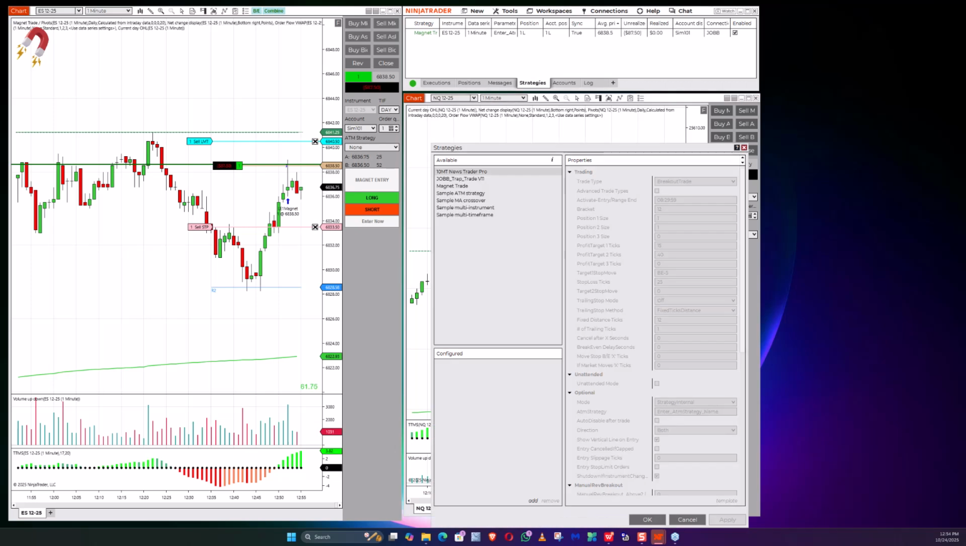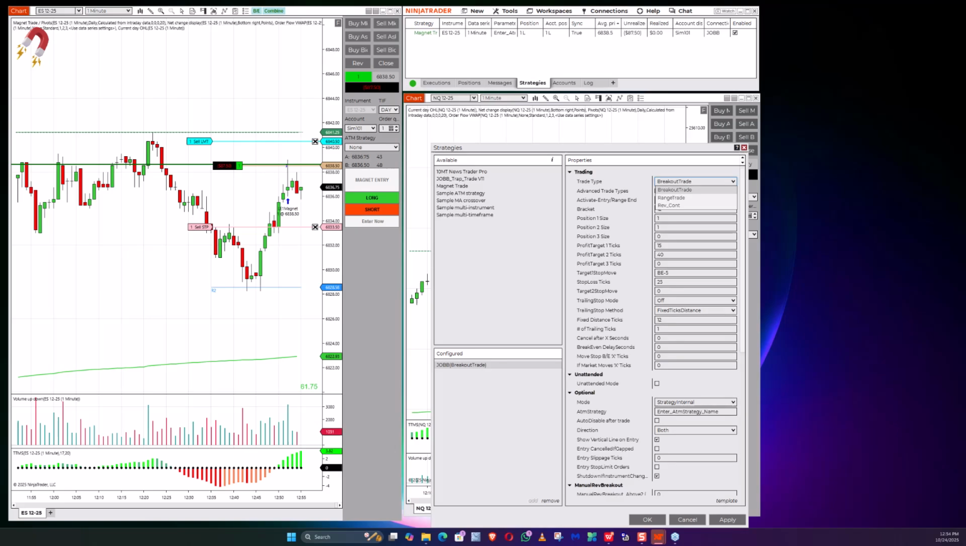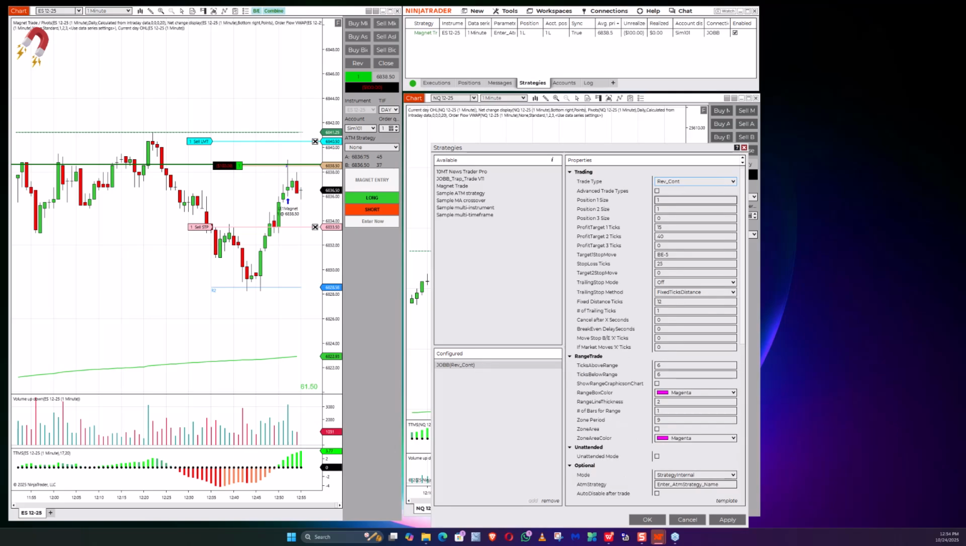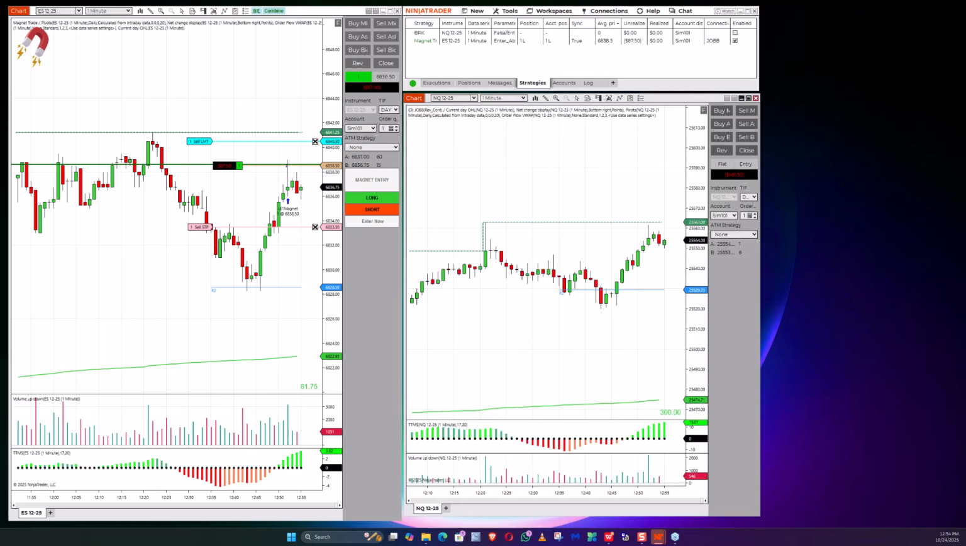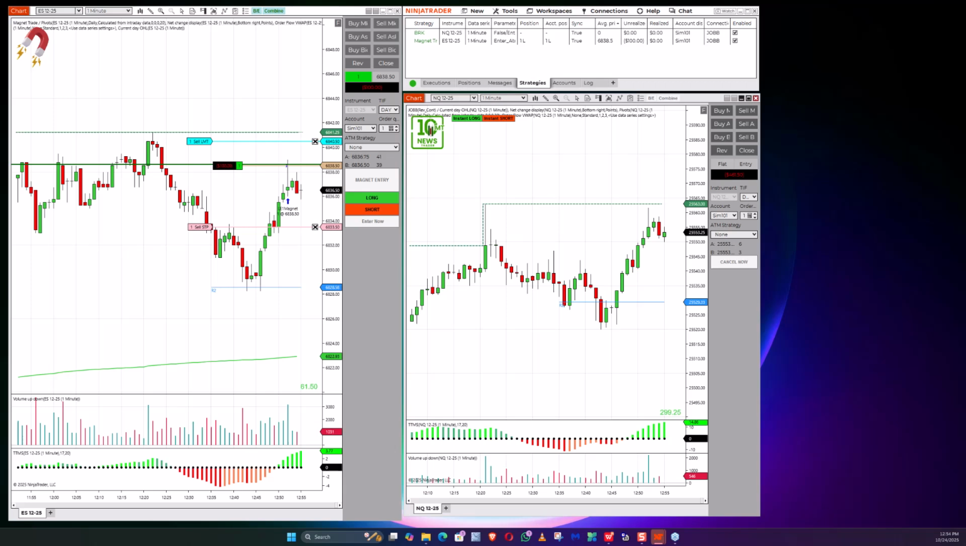Right click, click strategy, double click news trader, put on reverse continue, click reverse continue. I can put the number of contracts I want to trade, target, stop, enable the trade, reverse continue. When I enable it, I get an instant long button and an instant short button. If I think this market's heading back up, I can do a continuation because it's been moving up. If I think this market's going to reverse off the low, I could take an instant short and watch the market as it falls if I'm right in my analysis.